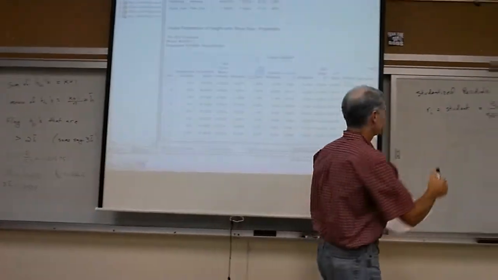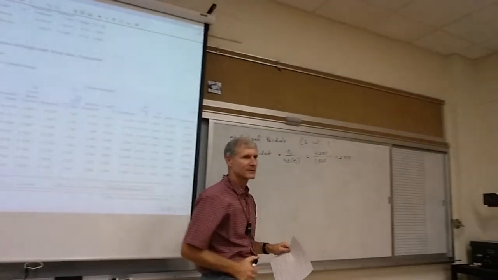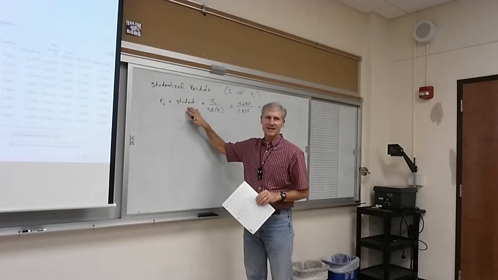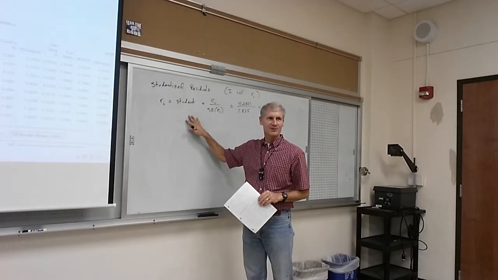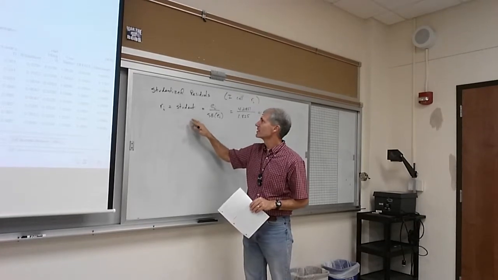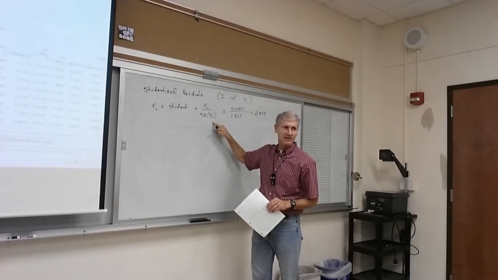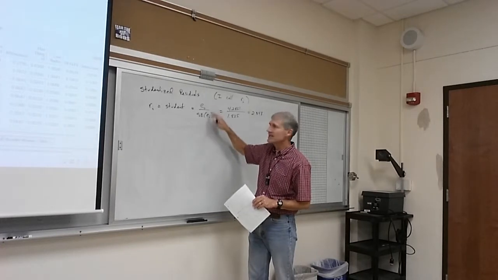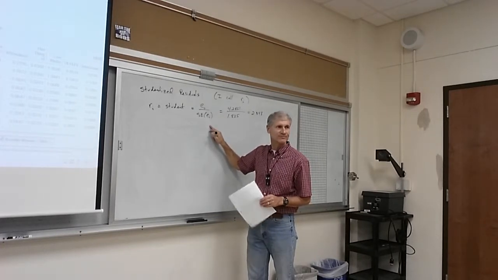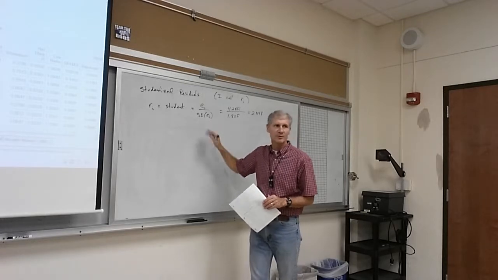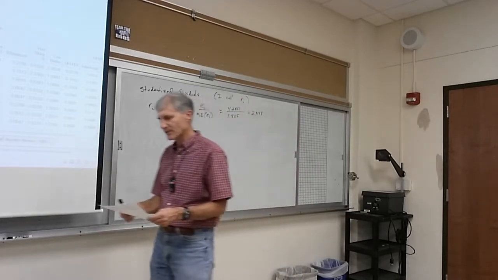Where's the word student? Why is that used? Yeah, Student's T distribution. So it's studentized is the way they say that. It's a studentized residual. So it's been standardized, but standardized according to the T distribution, not the Z distribution, because we have to estimate this standard error from our sample. We don't have a known population.